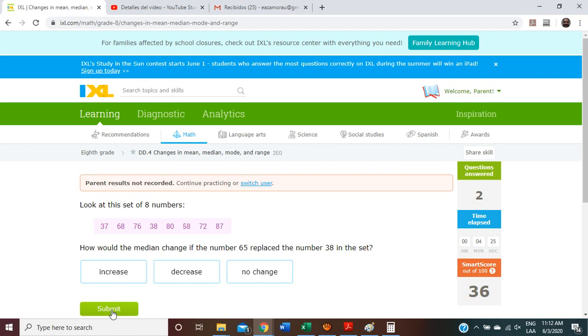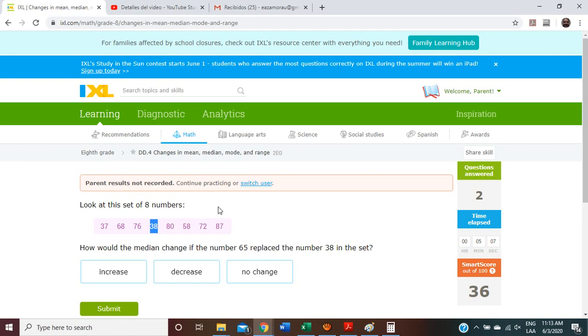Now we have 8 numbers. Okay, all of these numbers. The question says, how will the median, okay, in order to get the median, we need to get the number in the middle. We need to write these numbers in order to get the number in the middle. How would the median change if the number 65 replaced the number 38? So instead of 38, we're going to have a 65.